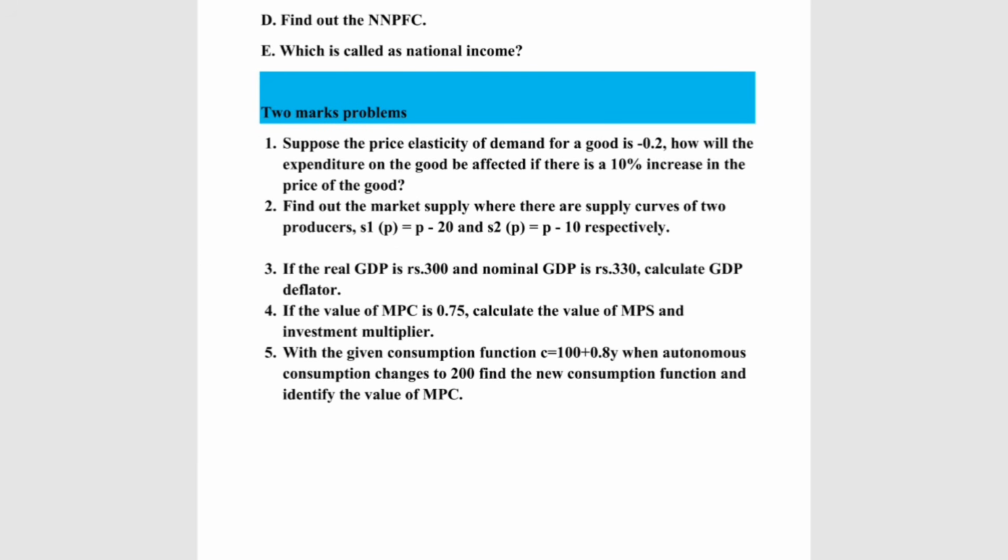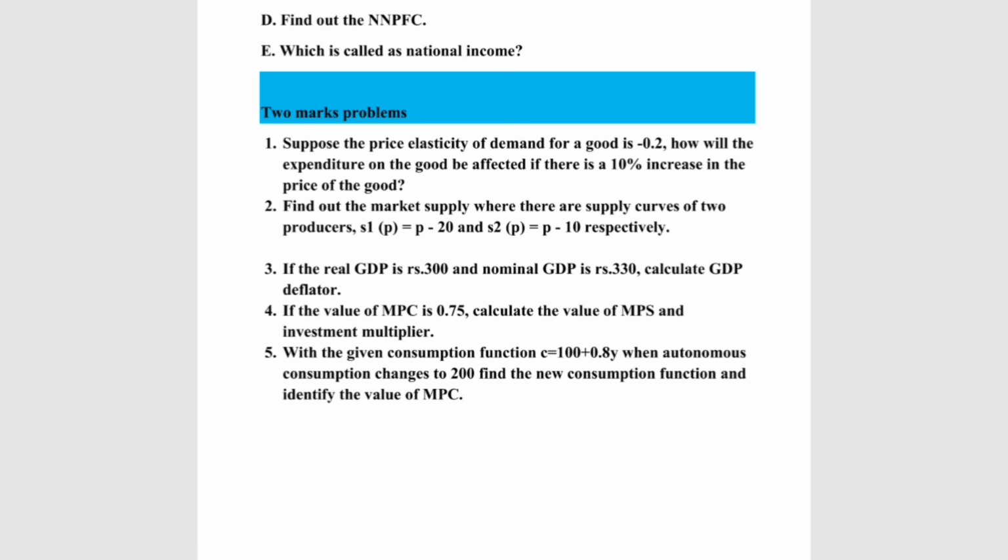For the 2 marks, I have made 5 important questions. Of these 5 important questions, one question is definitely going to be asked in your examination. Suppose the price elasticity of demand for a good is minus 0.2. How will the expenditure on the good be affected if there is a 10% increase in the price of the good? Next, the second question: find the market supply where the supply curves of 2 producers are S1(P) = P minus 20 and S2(P) = P minus 10 respectively.